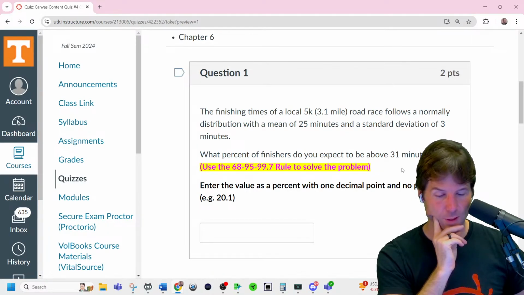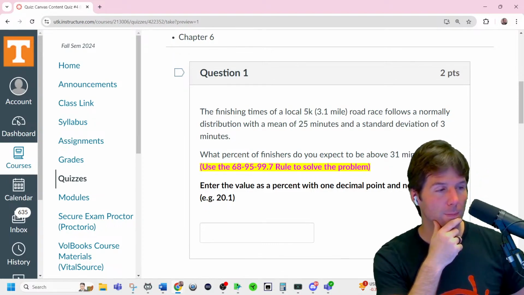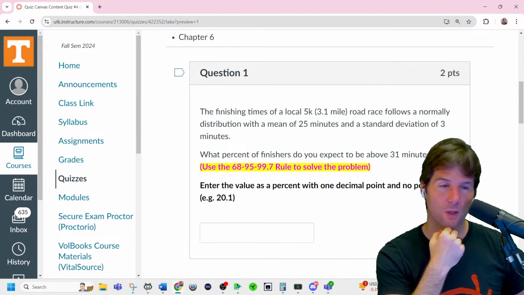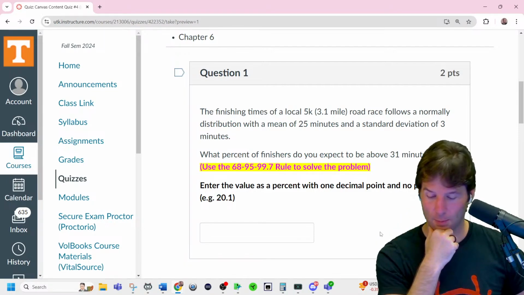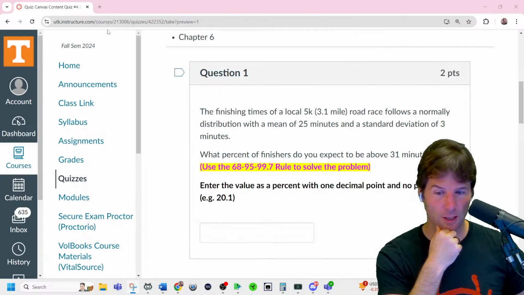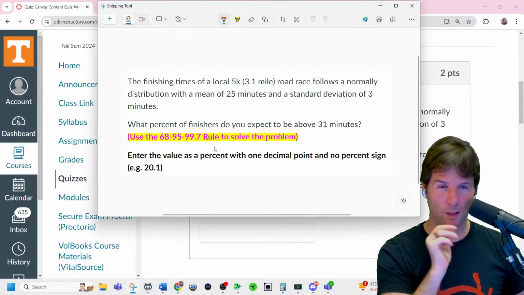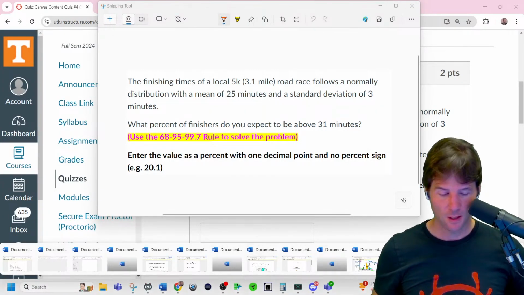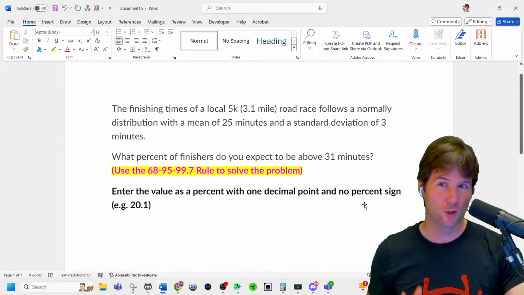What percent of runners do you expect to be above 31 minutes? This is a good one. Does anyone know it like that? And then I'll show you how to get it. And please slow me down if I go too quick. I've been working these problems so long. And when I do want to state this about this problem, if you see on this problem the following, great job, Preston, that is correct. We'll show you how to get it.